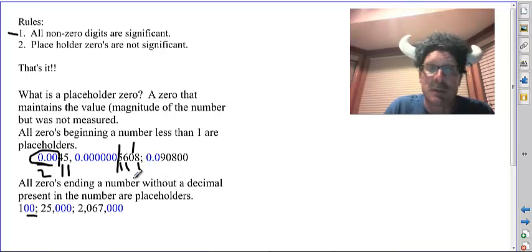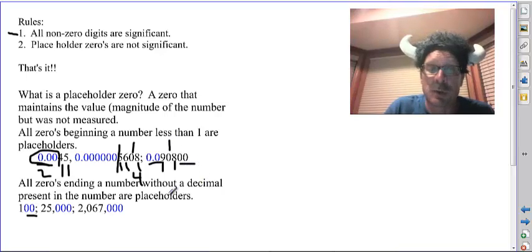So this number actually has 4 significant digits. Okay? Again here, those 2 zeros cannot count, they're placeholders. I haven't measured anything till I hit the 9. So the 9 and the 8 count. The 0 in the middle counts. So then your question is, what about the ones at the end?